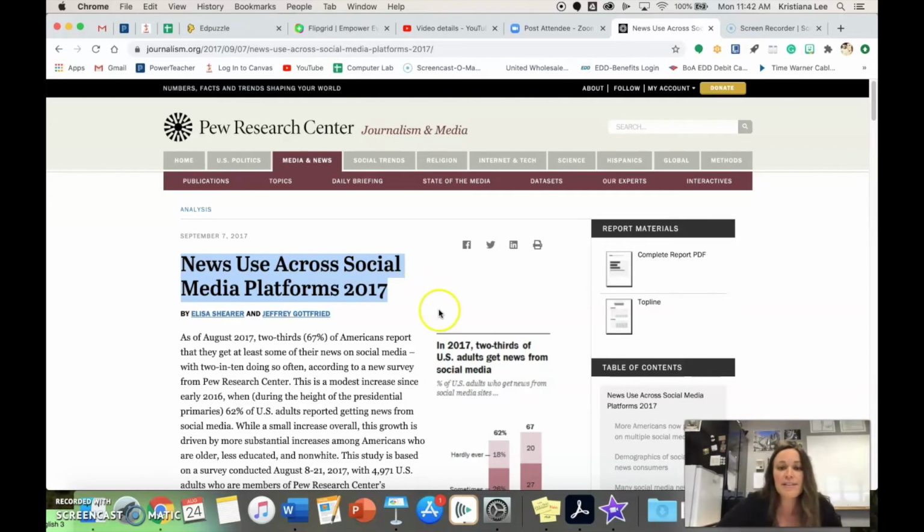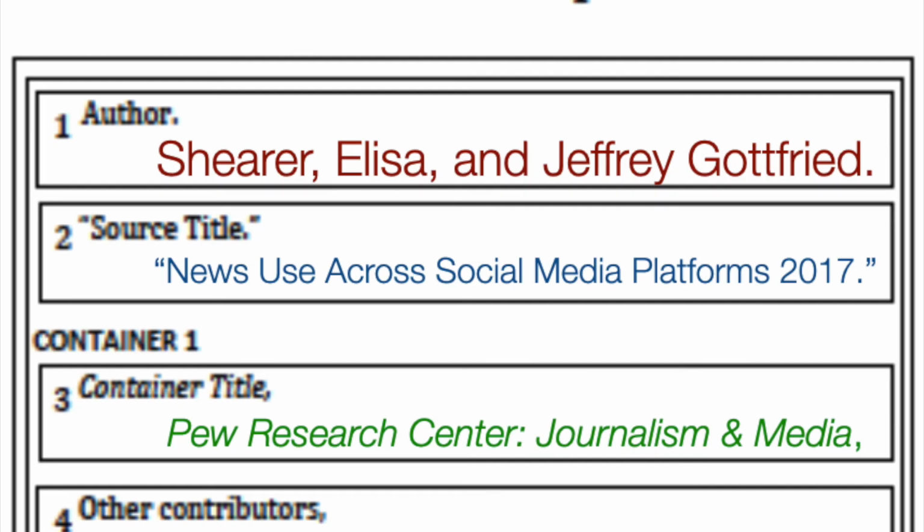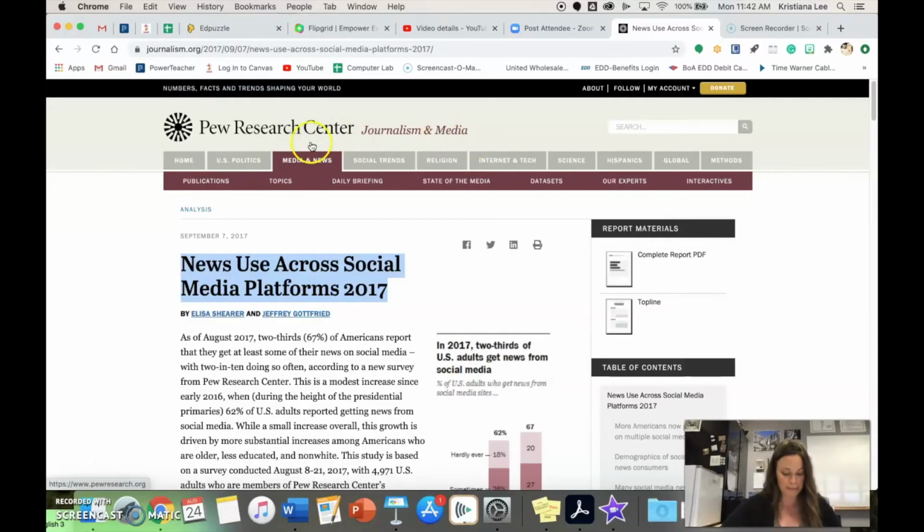The next thing down is the container title. And the container title, where did I find this information? Well, I'm on the Pew Research Center Journalism and Media website. Okay, so that's what I would put, and I would put all of that in italics. All right, so that's my container title because that's where I found this particular article, on this website.